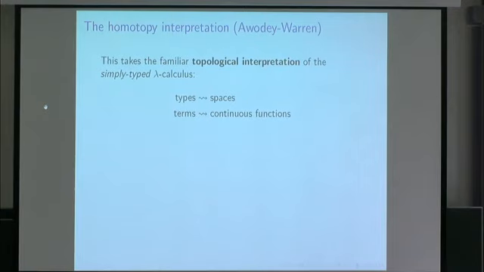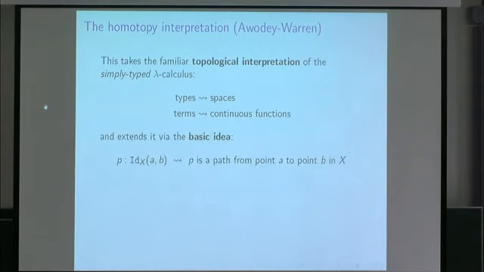So what we've done is something that should be familiar to almost everyone here. We took the topological interpretation of the simply typed lambda calculus, which is an old idea due to maybe Dana Scott, and we extended it by just one new idea. The new idea is that an identity type is a path space. So if we have a path from A to B, we interpret that as a continuous path from A to B in the space X, over which we're taking the identity type. And once you put in that one new idea, everything else follows.